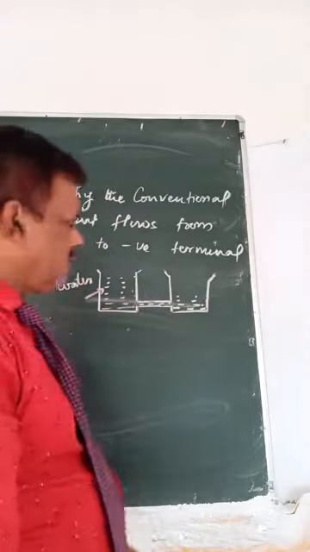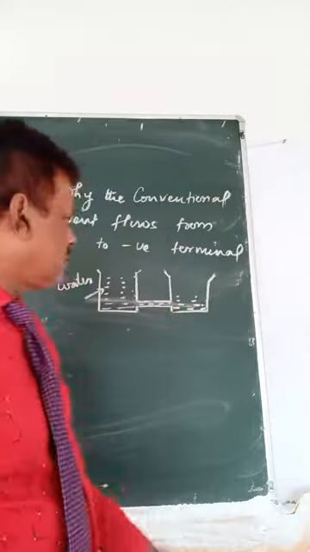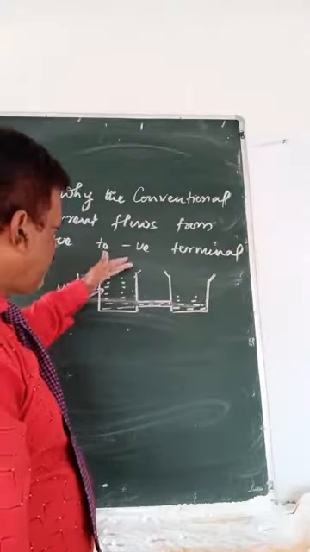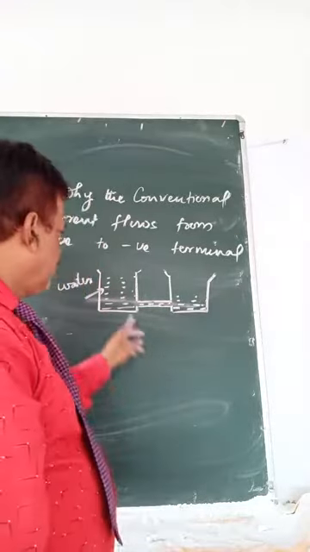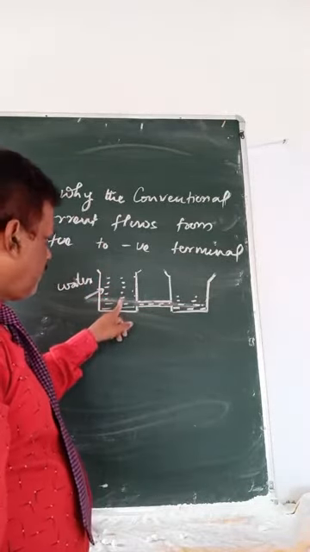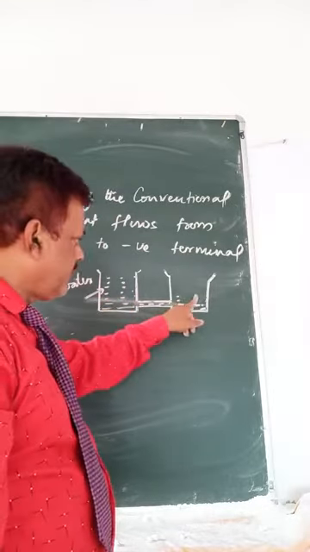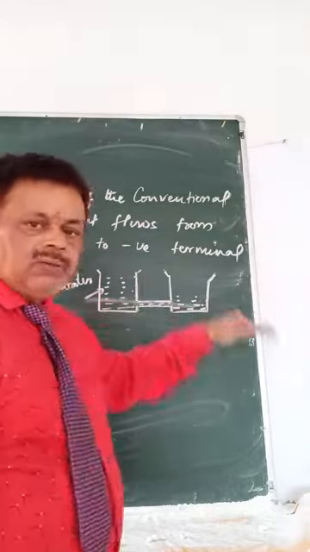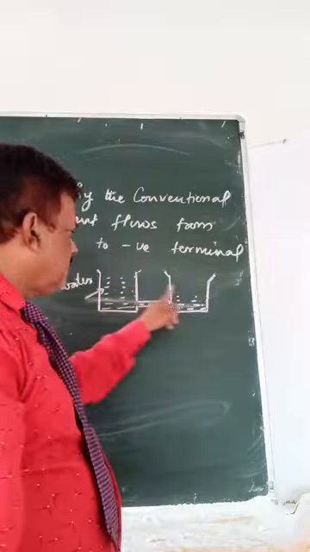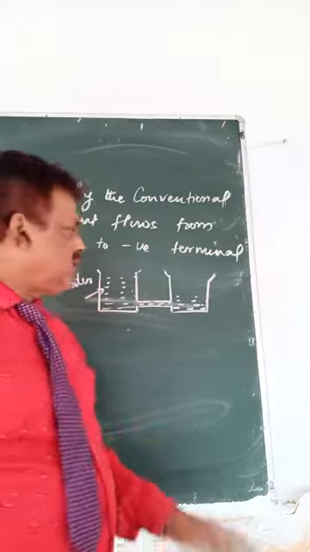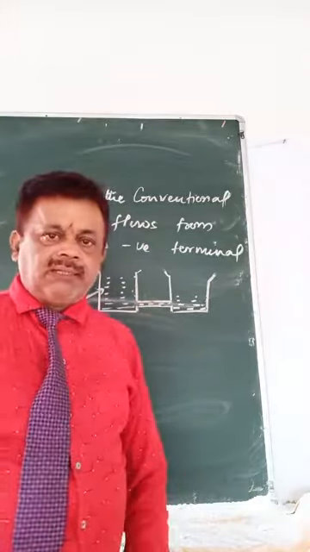So what do you see? What is the direction of flow of water? That is from high level to low level. That means the water will flow from high level to low level till they are at equal height. Means we can say equal capacity, means equal potential you can say.